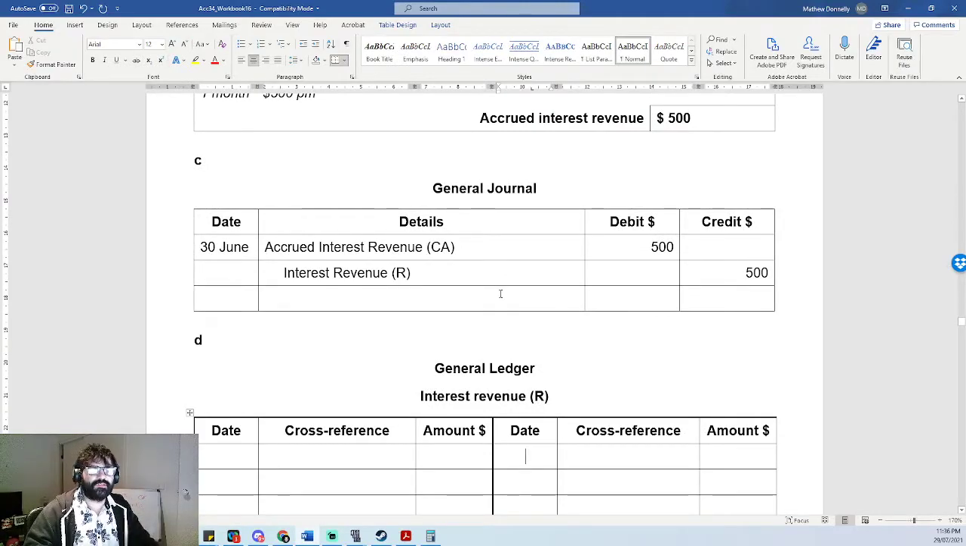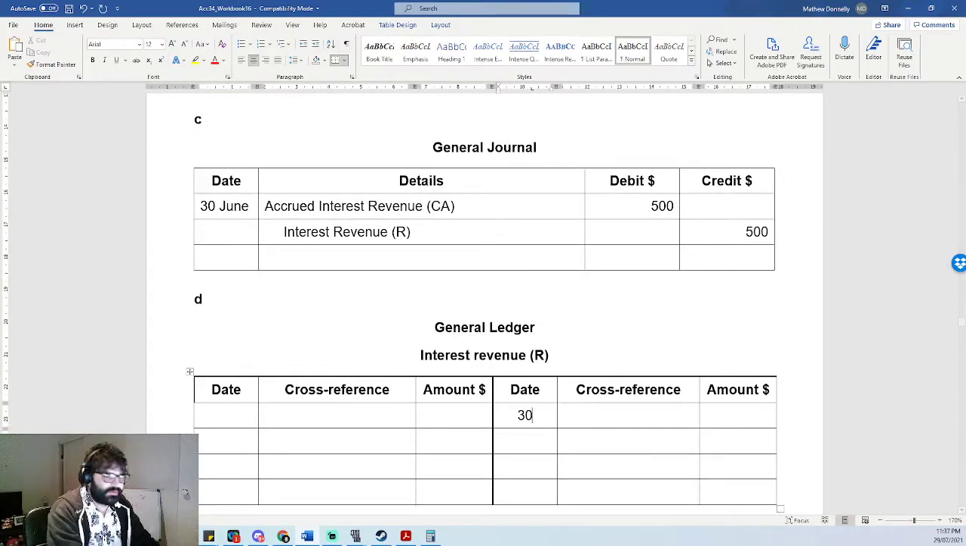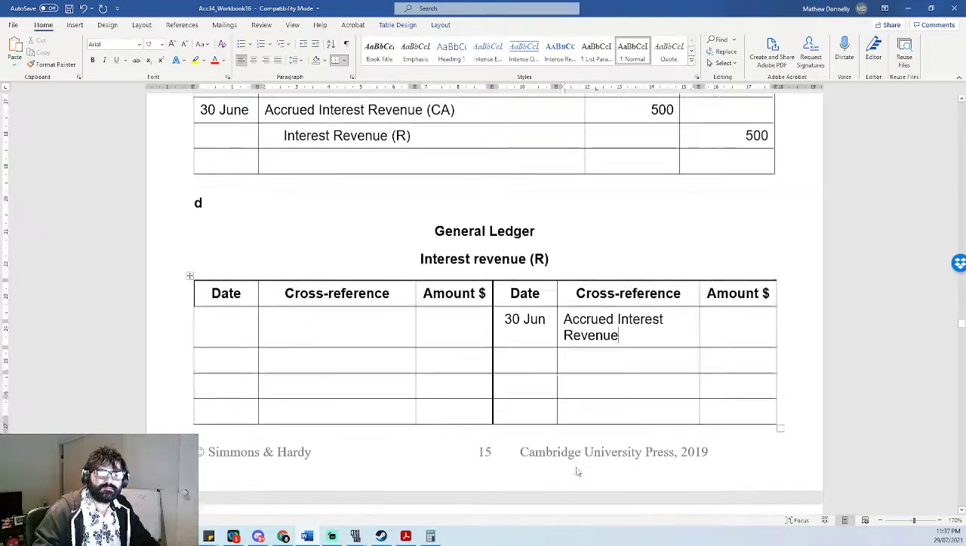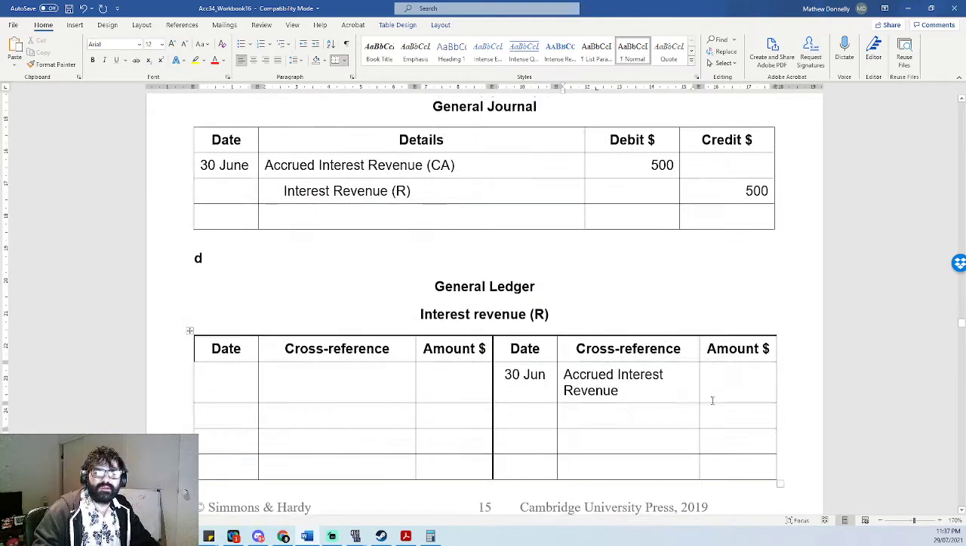First things first, let's do the interest revenue. Now we go 30 June. Why is it centered? Should not be centered. I dislike that a lot. So accrued interest revenue, 500.